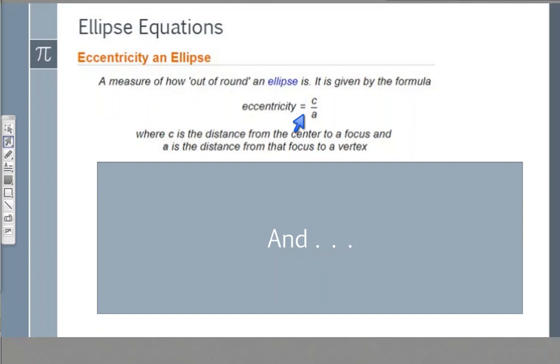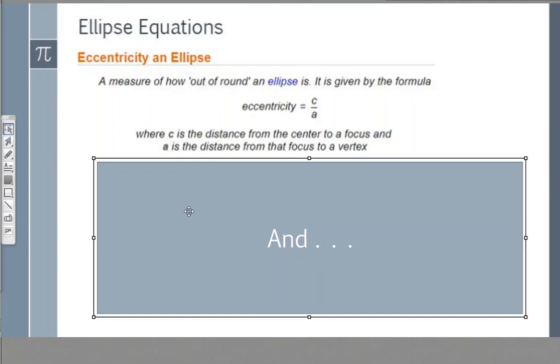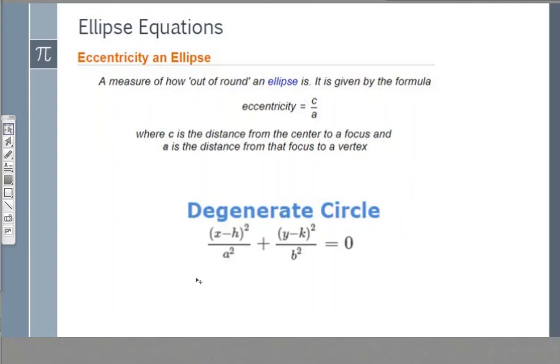So a degenerate ellipse is a special case of an ellipse. Oh, I guess it'd help if I took away the box here. There's your formula for a degenerate ellipse. Its graph is a point, which is actually the center. And as we go through the course, we'll always refer to the degenerate ellipse as a point.